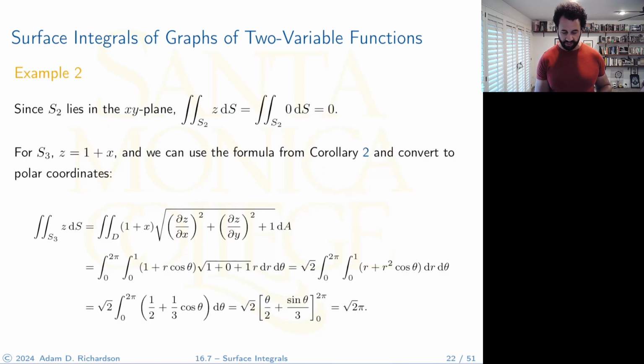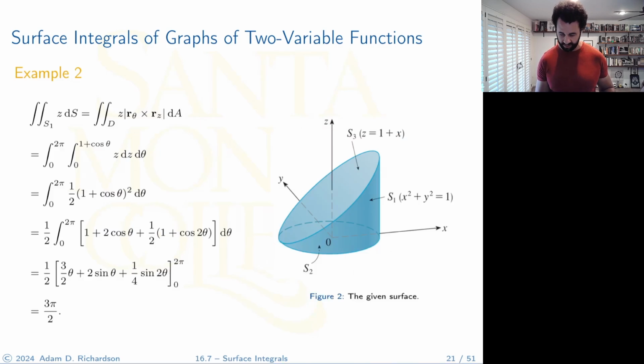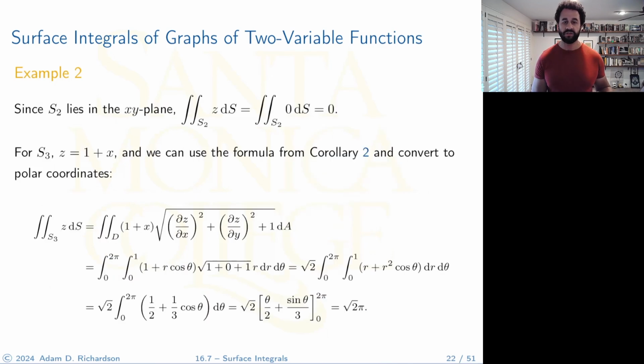So on S3, we know Z equals 1 minus X. And what we can do is just use that formula from a previous corollary, because that one is just a function of X and Y, right? If you think about that surface again, sorry, I know I keep going back and forth, this surface is really just a function of X and Y. It's like a plane, right? So we can just use that formula that we derived, just like so.